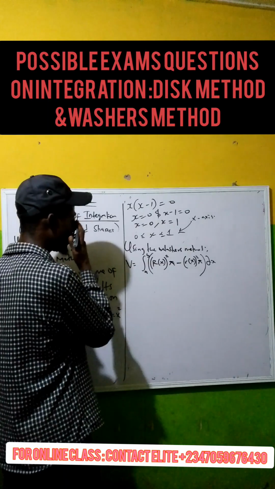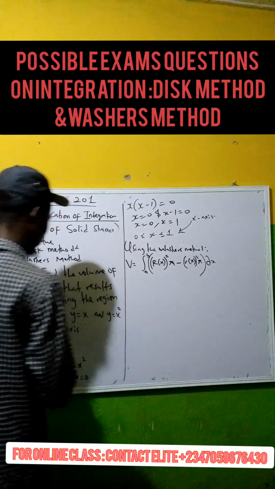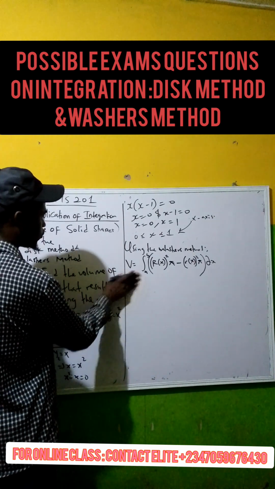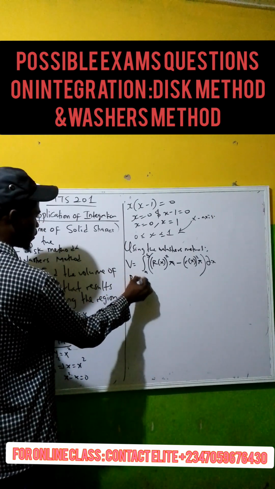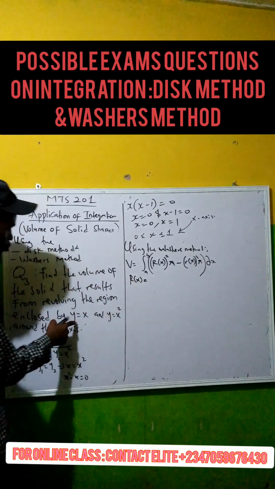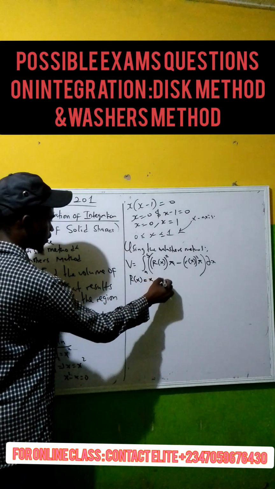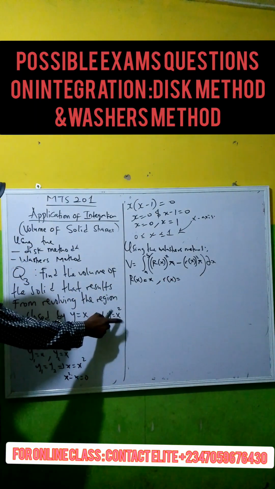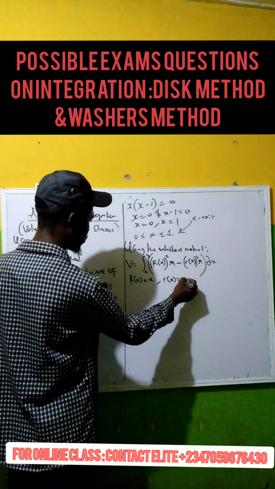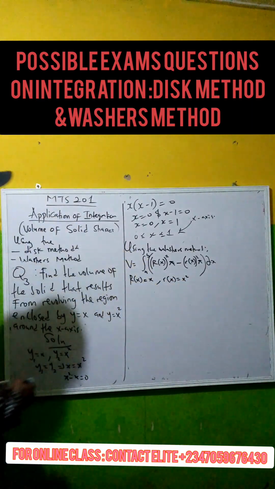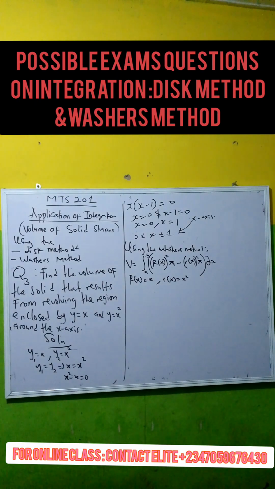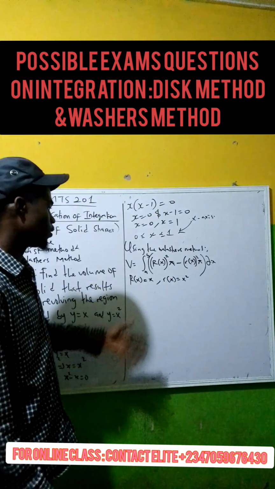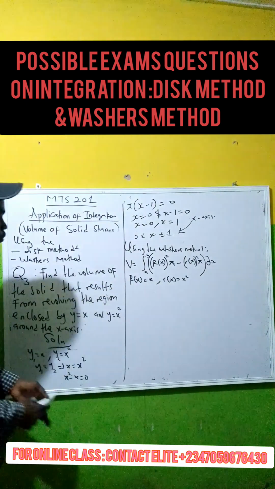Now let's solve the problem. Our first y is y equals x. This is our first R of x, equal to this first y, which is x, and our second r of x is this second y, which is x squared. We will be getting a negative answer, but regardless, there are ways you can handle this. It doesn't matter.